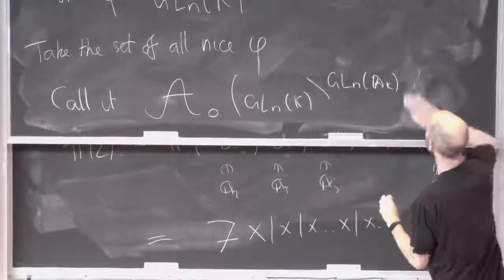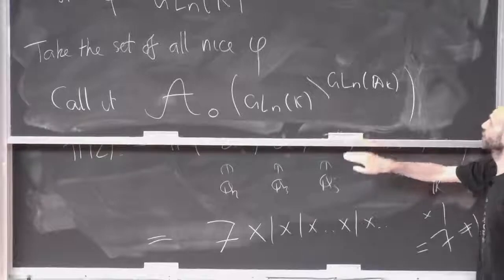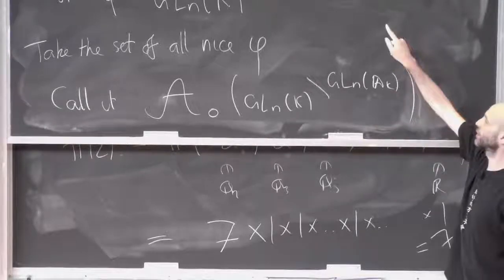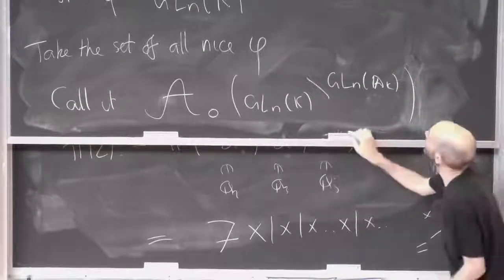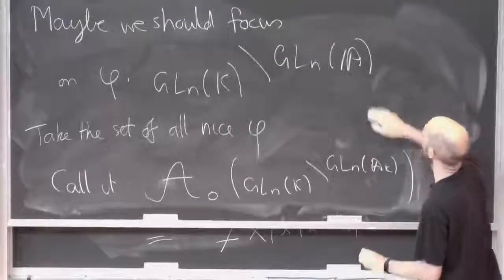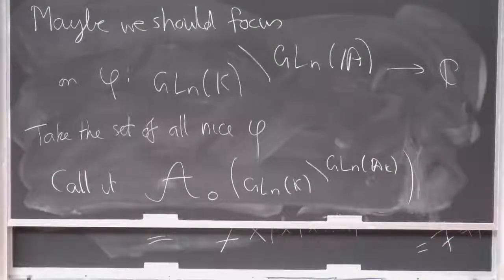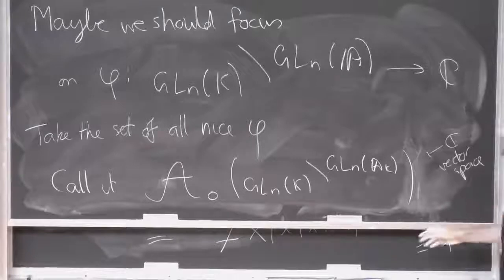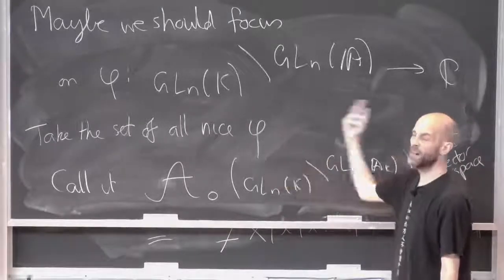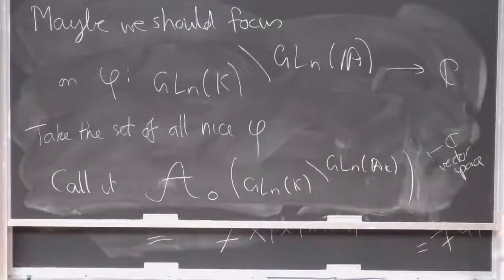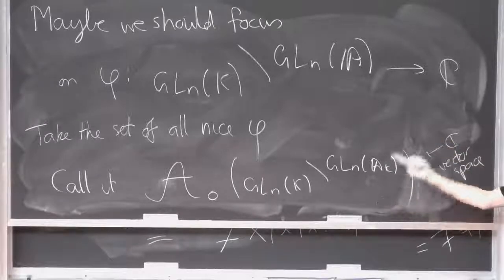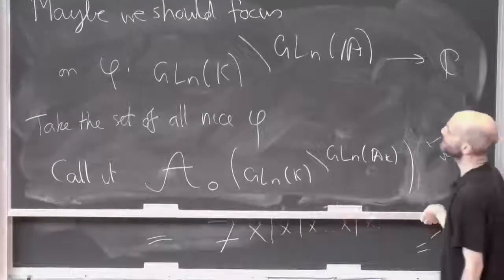Okay? So what is this A0? This is just functions from this space to the complex numbers, right? Oh, I didn't say that. Focus on phi from G to the complex numbers. There we go. This is a complex vector space. Why is it a complex vector space? Because if I take a nice phi and multiply it by a scalar, it'll still be nice. And if I take two nice phi's and add them up, they'll still be nice. So this is going to be a complex vector space.